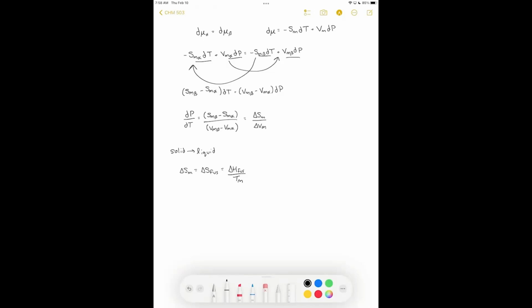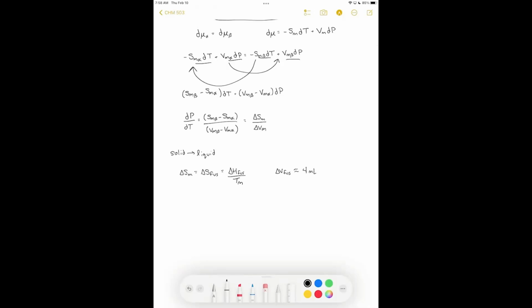And what we'll do then is note that the delta V of fusion for a variety of substances, this comes from the textbook, is approximately 4 milliliters. So liquids are approximately 4 milliliters larger per mole than their solids. This is, of course, substance dependent, and some substances like water actually have more dense liquids than solids. But we're just taking an average here. And to put this into SI units, this would be 4 times 10 to the minus 6 cubic meters per mole, or mL per mole, is the change in the molar volume of fusion.